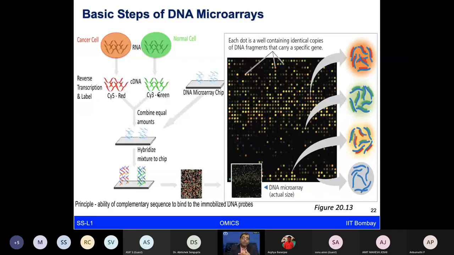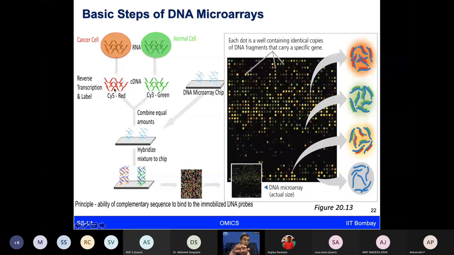You can always do the dye swapping and use different dyes. You can always use the Cy3 for cancer cell or Cy5 for normal cell. But in this case, now you are going to see 4 patterns. One is that if the gene is expressing high in the normal cell, that will be green. If a gene is expressing high in the cancer cell, it will be red.